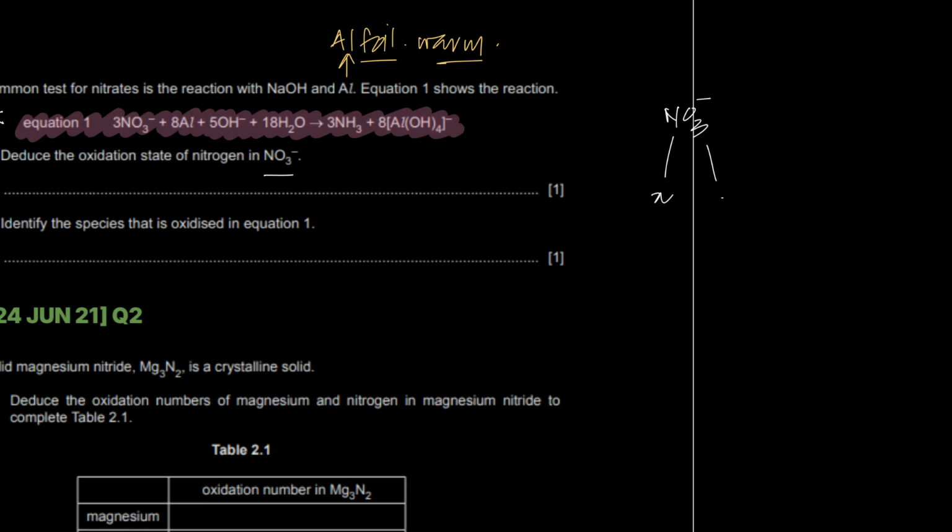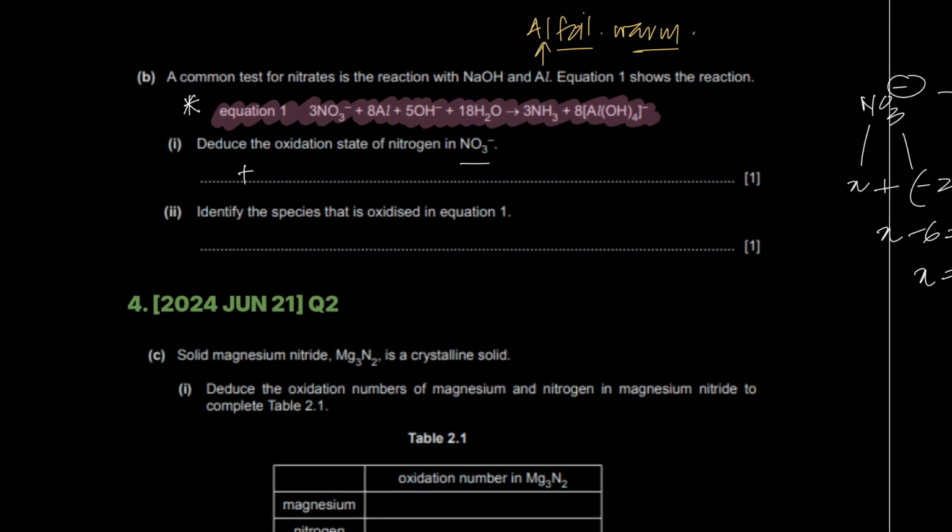Nitrogen is X, oxygen is minus 2, times it by 3 because you have 3 oxygens, plus, what does that give me? Overall is minus 1. Overall oxidation number of any ion is its charge, which is minus 1 right here. X minus 6 equals minus 1, X equals plus 5. My advice to you would be to write plus 5, although you'd see in the marking scheme 5 like this is also going to be written, but my advice to you guys would be to write plus 5.